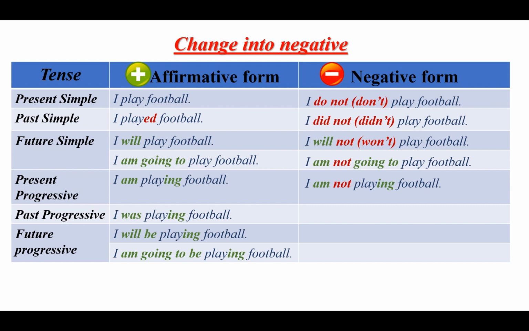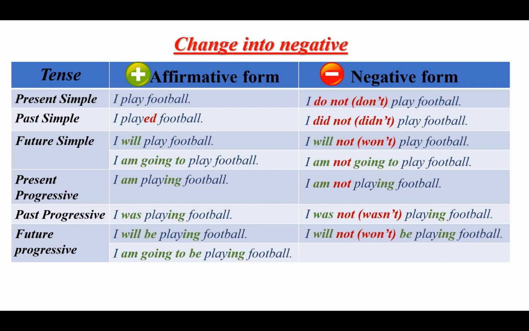For the present progressive. In affirmative form, I am playing football. In negative form, I am not playing football. For the past progressive, we have, in affirmative form, I was playing football. In negative form, I was not or wasn't playing football.